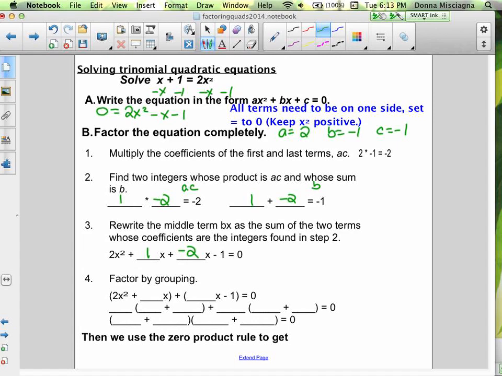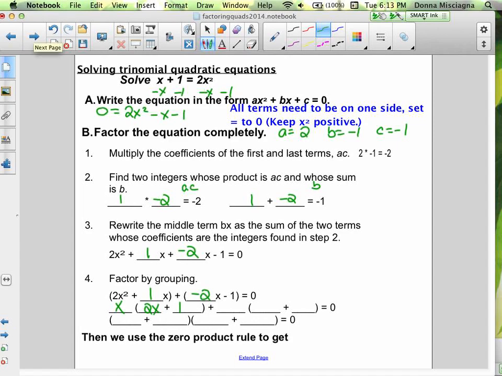So 2x squared plus the 1x or x, and plus negative 2x minus 1. So first two are our group, second two are our group. Right? So it's just like we're undoing distribution here. We pull out our greatest common factor. So x is the greatest common factor for 2x squared and x. 2x squared divided by x is 2x. x divided by x is 1.